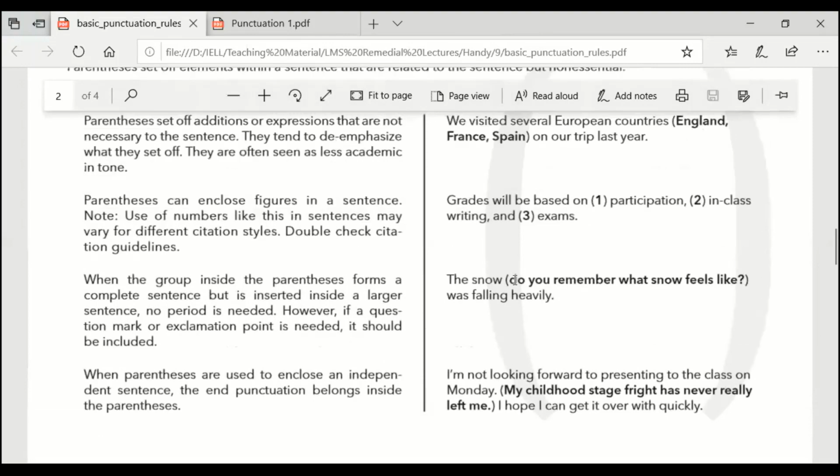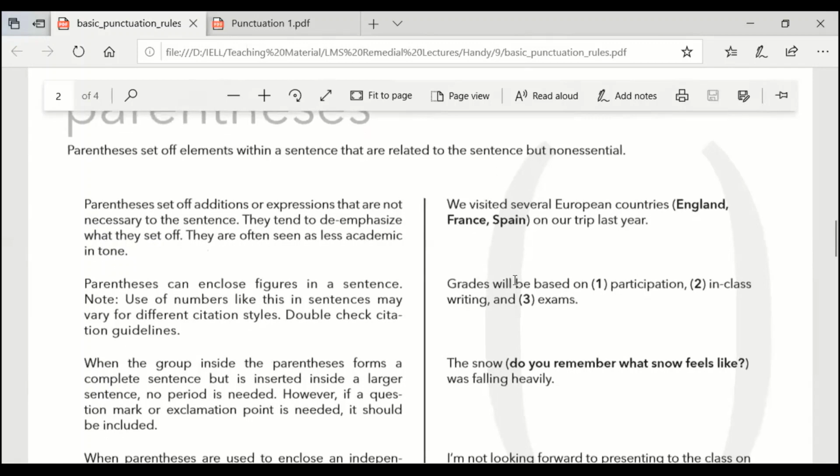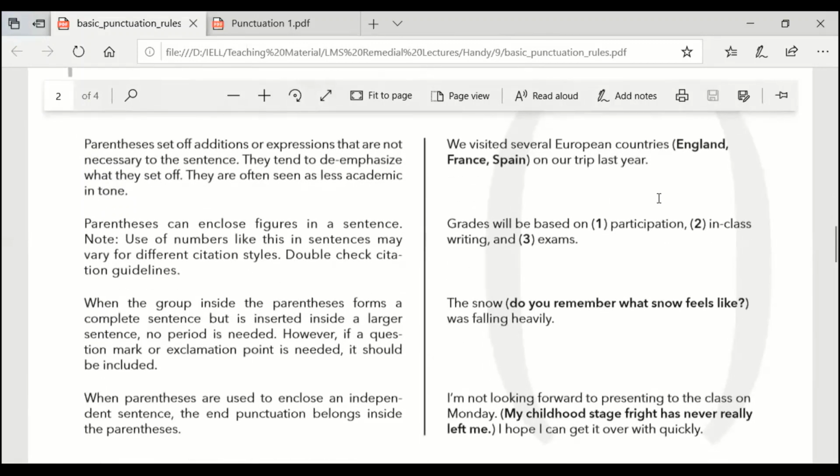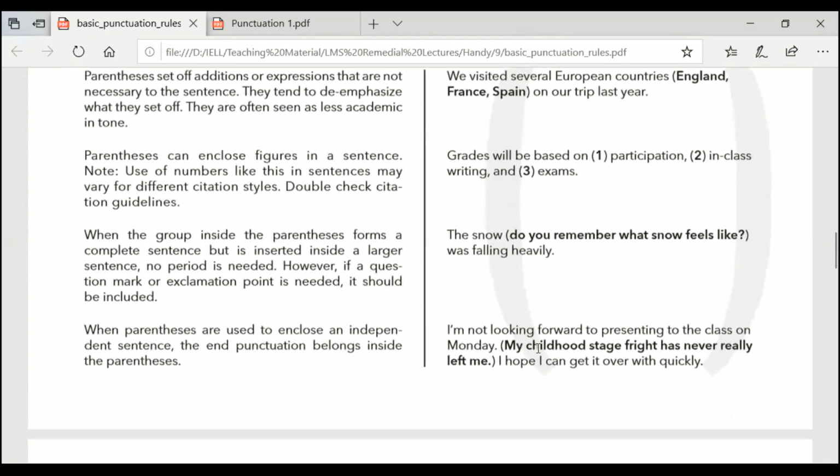Okay, so the use of parentheses is pretty simple. We just need to use them to put some extra expressions that are additional in the meaning, or, for example, we enclose different figures or numbers inside the parentheses. And then we have to follow the rules about whether we use the period inside the parentheses or outside the parentheses, like here.